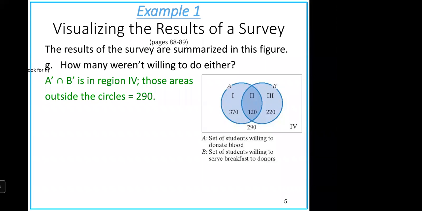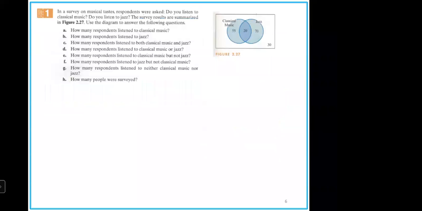And then the final one, H: how many students were surveyed? How would we find that? Add all the regions together. Thank you. So if we add all the regions together, it would be 370 plus 290 plus 120 plus 220. And I think the total for that, according to your book, is 1,000. Okay, I'll give you a couple minutes to look at this one here.